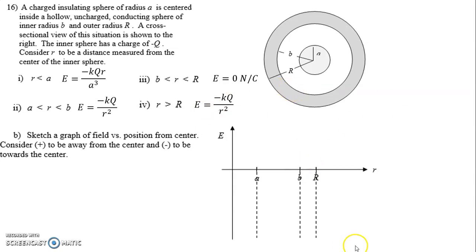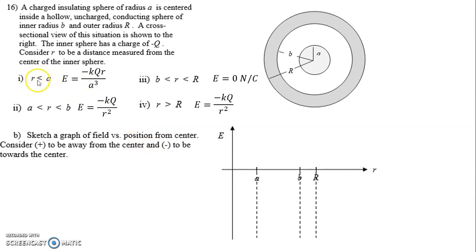Notice that I've included only this region down here because it says positives are away from the center, negatives towards the center, and all these fields are negative except for in region 3 here. So I know I'm going to be in the negative E section, which of course I heavily imply by putting more space below the R axis than above. All right, so let's take it one at a time.